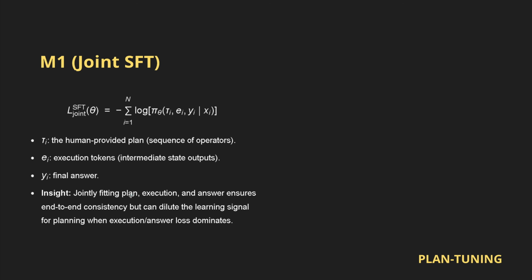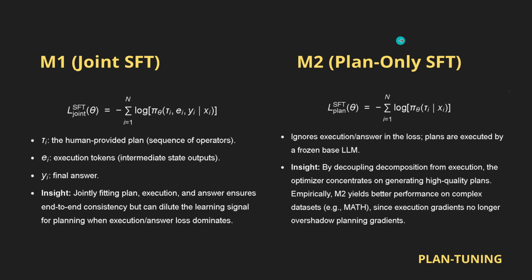But, and this is a big but, you get it right, it can dilute the learning signal for planning when the execution or the answer loss dominates. So the more parameters you have in a complex loss function, the more they can interplay and cross-overlay. So this is not really the best one.